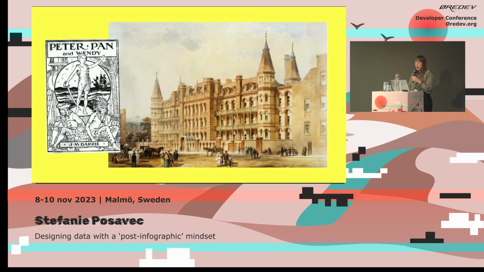So, a bit about Great Ormond Street. It opened in 1852. That's very old. I'm American, so that seems very old. It's one of the top children's hospitals in the world. One fun fact, though, is they own the rights to the classic children's story, Peter Pan.